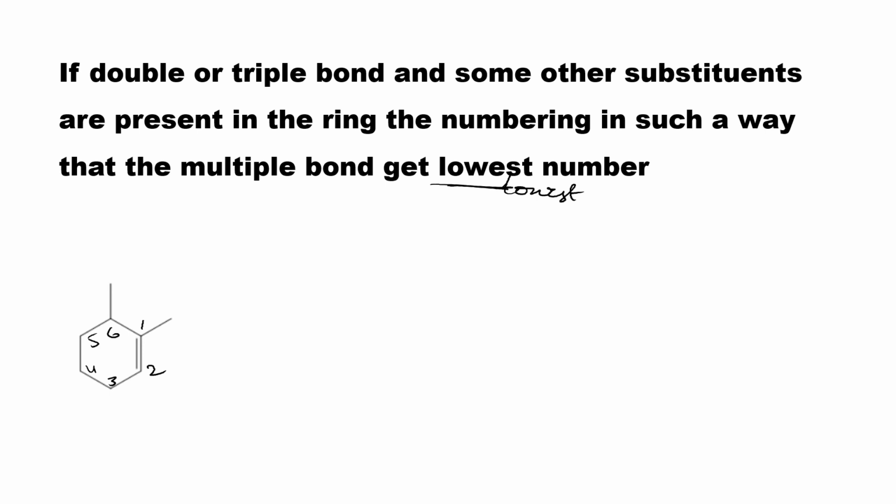Here the name should be cyclohexene. In this cyclohexene, the first and sixth positions contain a methyl group. So 1,6-dimethyl cyclohexene. Here it is the correct one. So it is a small exception of the lowest sum rule.